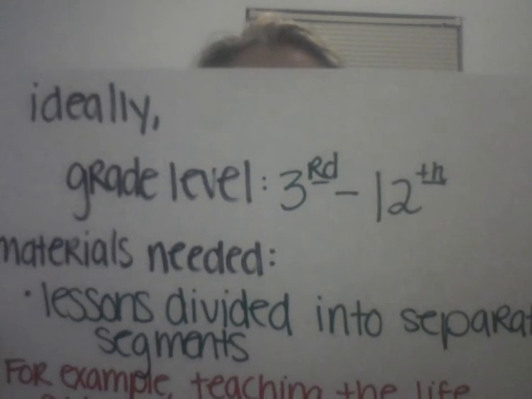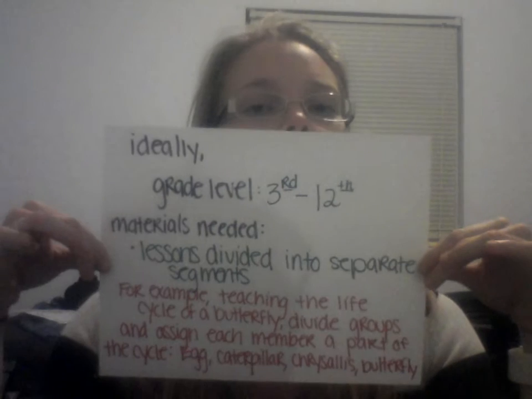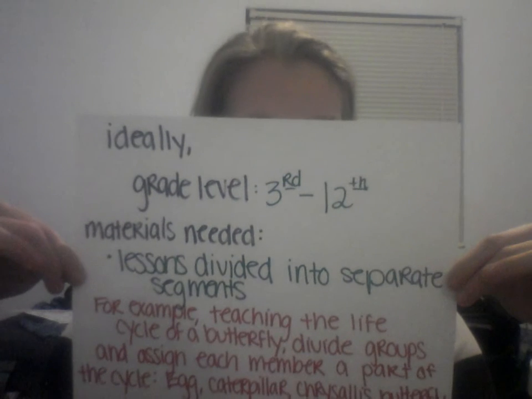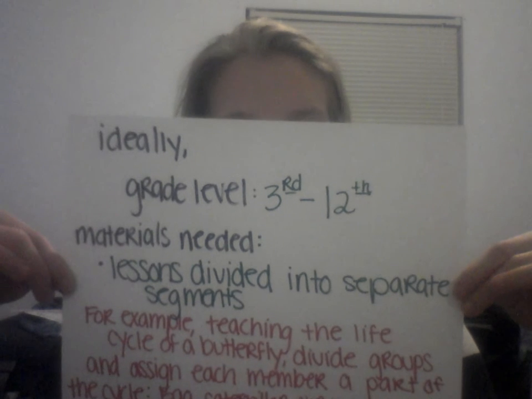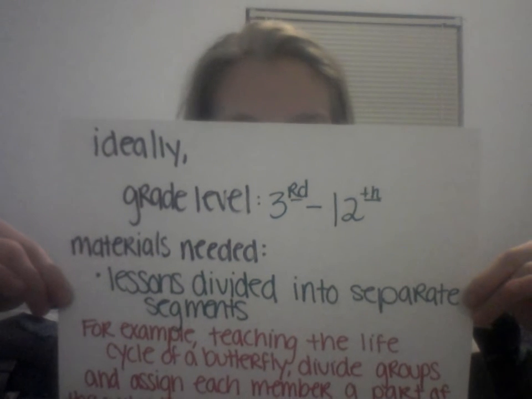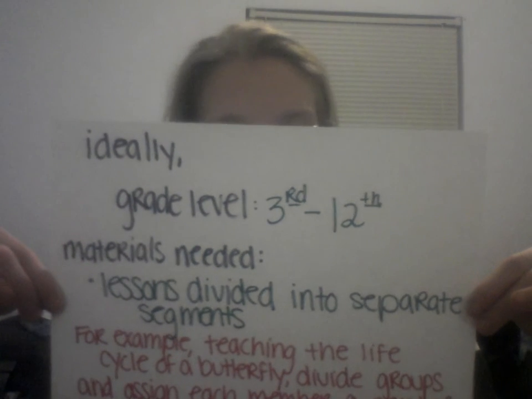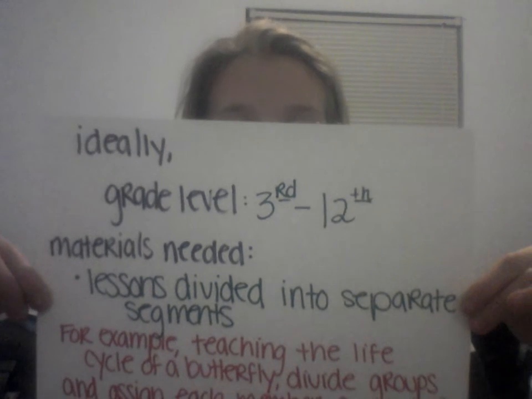For example, if I'm teaching the life cycles of a butterfly, I'm going to divide each group and assign each member of the group part of the life cycle. So my A's are going to get eggs, my B's are going to be caterpillars, my C's are going to be the chrysalis, and my D's are going to be the butterfly. Now, all of my A's will only have the egg information, all of my B's will only have the caterpillar information, and so on and so forth.